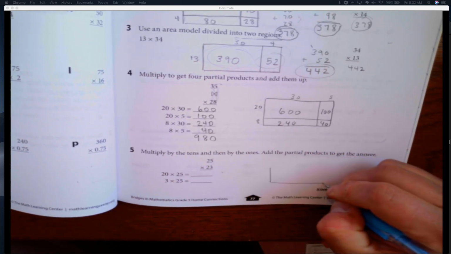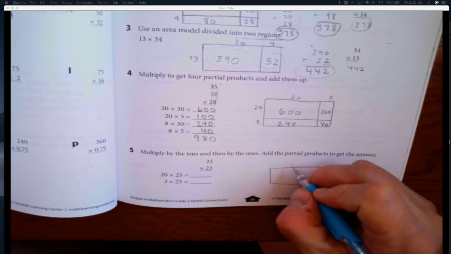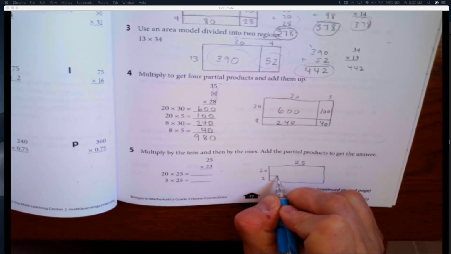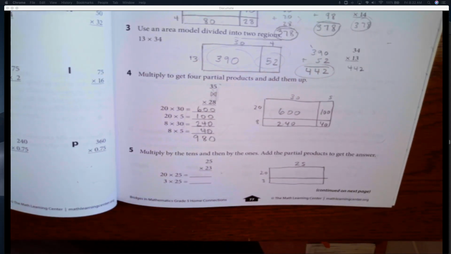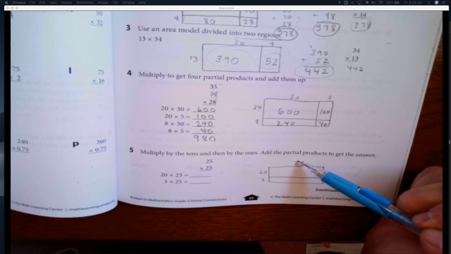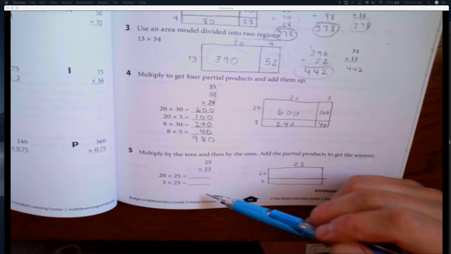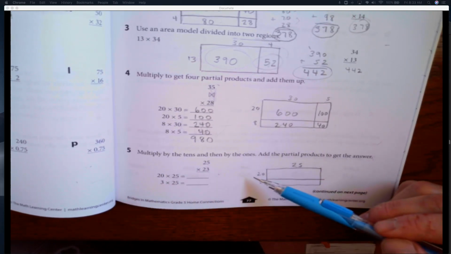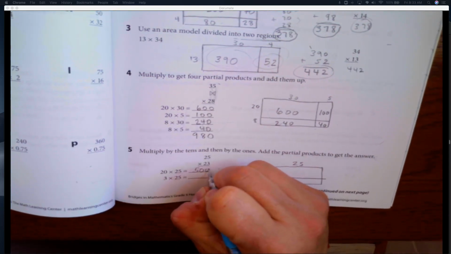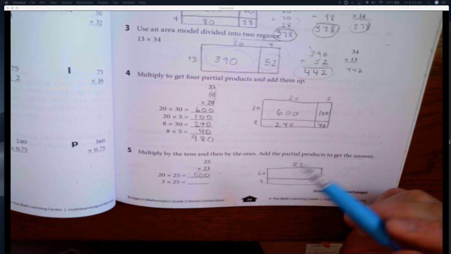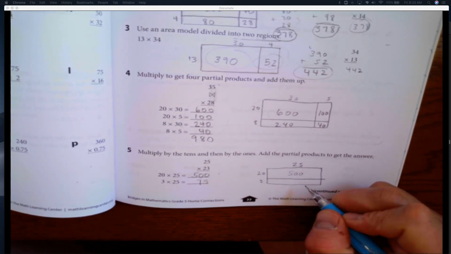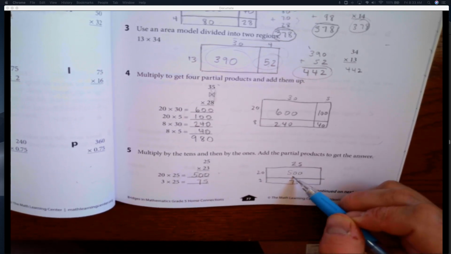So what that would look like in our 2 region model, I'll do it first here, is we would leave our 25 as it is, and then we would split our 20 and our 3. Okay, so this time I did the 2 region model going sideways, but it's the same concept as up here. So 25 times 23. Okay, so 25 times 20, or 20 times 25, is 500. And then 3 times 25 is 75.